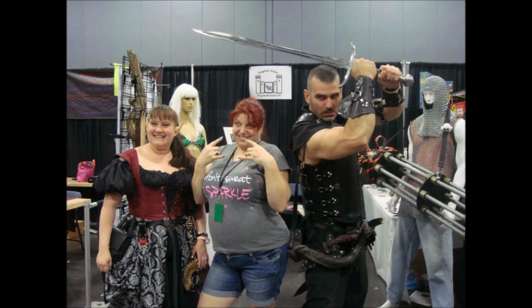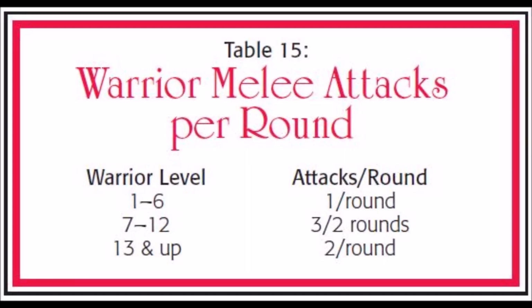Things all warriors have in common is their THAC0 improves every time they level up. I will explain THAC0 in the next video in this series. They have multiple attacks per round that increase in number as they raise in level, and they use a D10 for their hit die. Shown here is Table 15 from the 2nd edition Player's Handbook Revised. It gives the number of attacks all warriors make per round when using a weapon they are not specialized in.